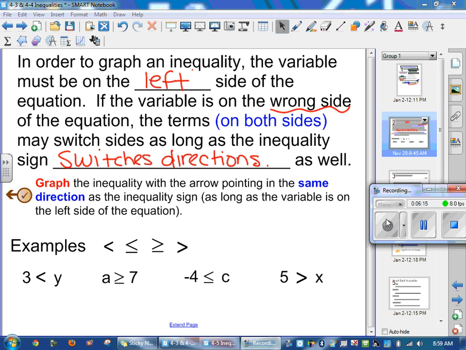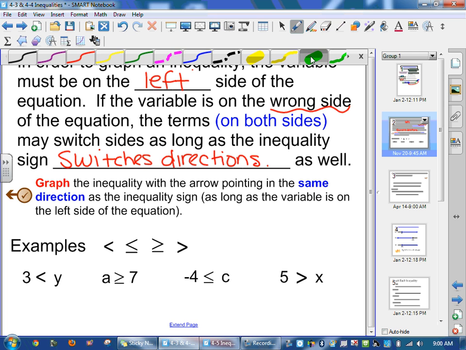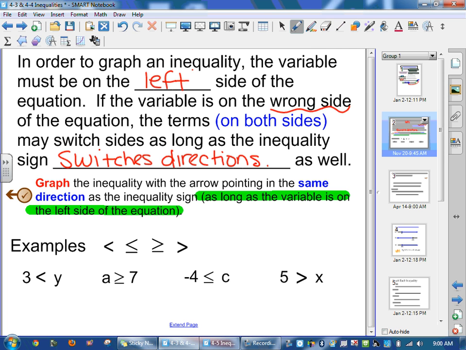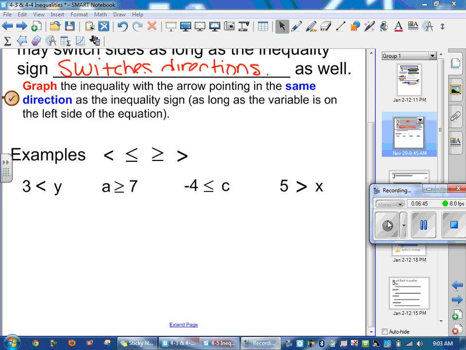Okay, now we're going to talk about how we graph it. Well, we graph it with the arrow pointing the same direction. Like in the other example we just did, the arrow has to point in the same direction the inequality sign did. But again, it's as long as the variable's on the left. That's super important. As long as the variable is on the left-hand side of the equation, this rule can happen. What you just wrote down is, if you've got the variable on the left, you can graph it no problem.